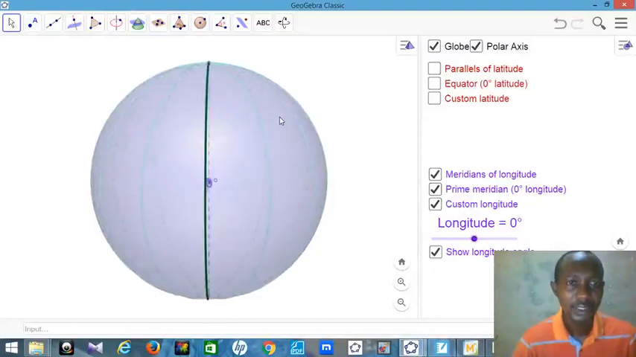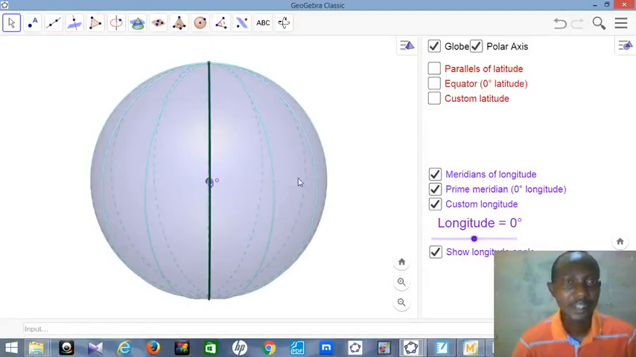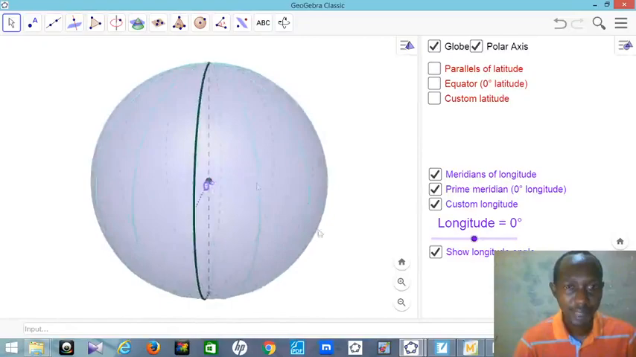You can see it. This is how it is. Divide the Earth into two hemispheres. See, there's a hemisphere here. This side is east, while this side is west. The western hemisphere and the eastern hemisphere. So these are 0 degrees. So you take note of that.